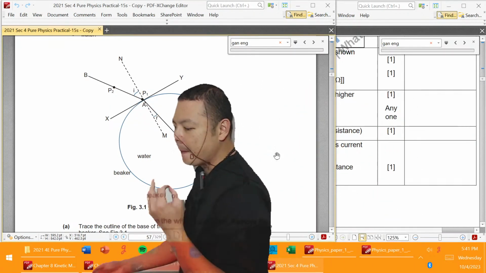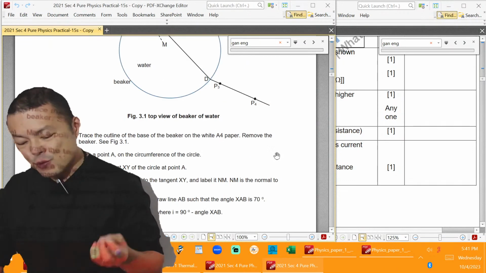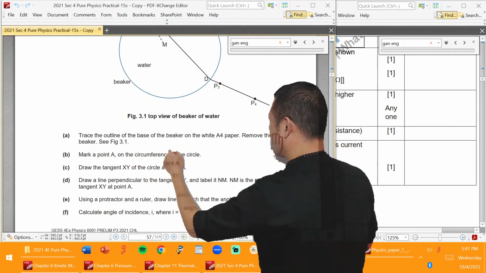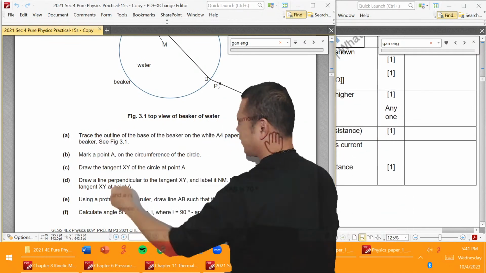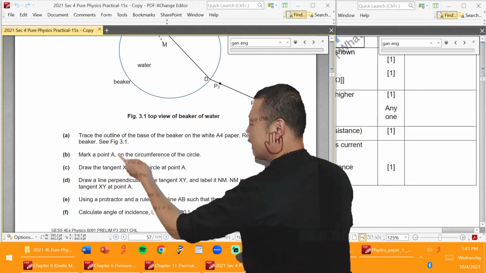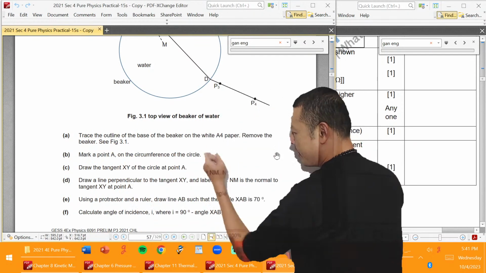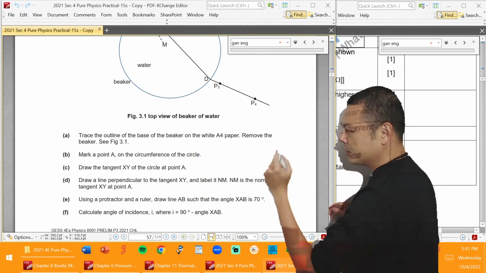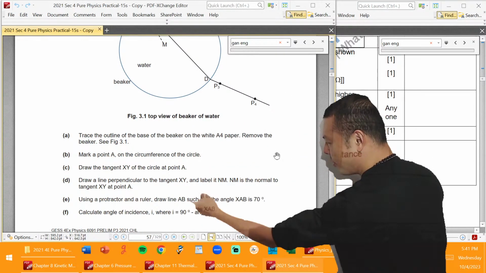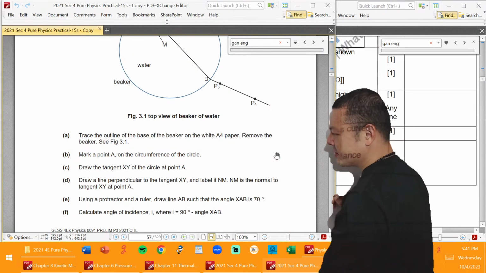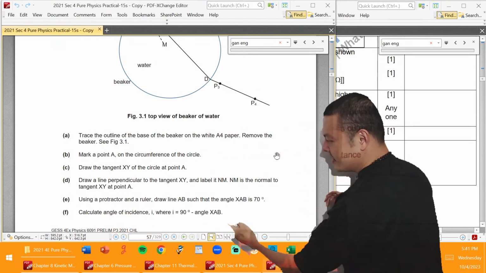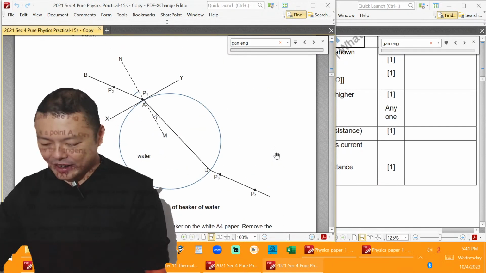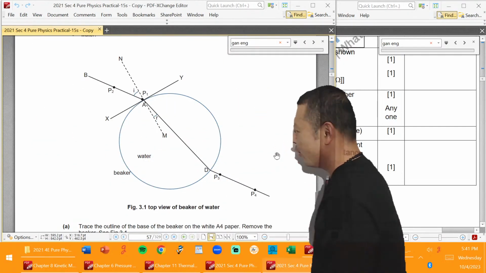So for this kind of experiment, you read the instructions very carefully. Do it step by step. Trace the outline. Remove the beaker. Mark a point. Draw a tangent at point A. Draw perpendicular. Label it as NM. NM is the normal. Using a protractor, draw a line. Measure 70 degrees. Measure the angle of incidence, which is, this is damn dumb. Why can't you just ask me to measure the angle between the line and the normal?